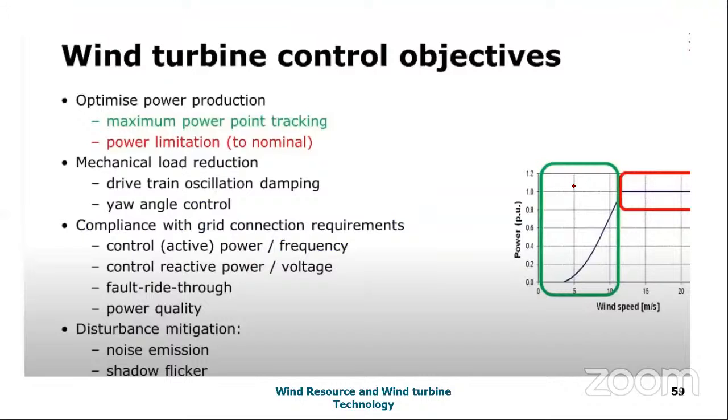So the wind turbine control objectives are to optimize the power production and power limitation. The purpose is maximum power point tracking, power limitation, mechanical load reduction, compliance with the grid connection requirements, and disturbance mitigation.